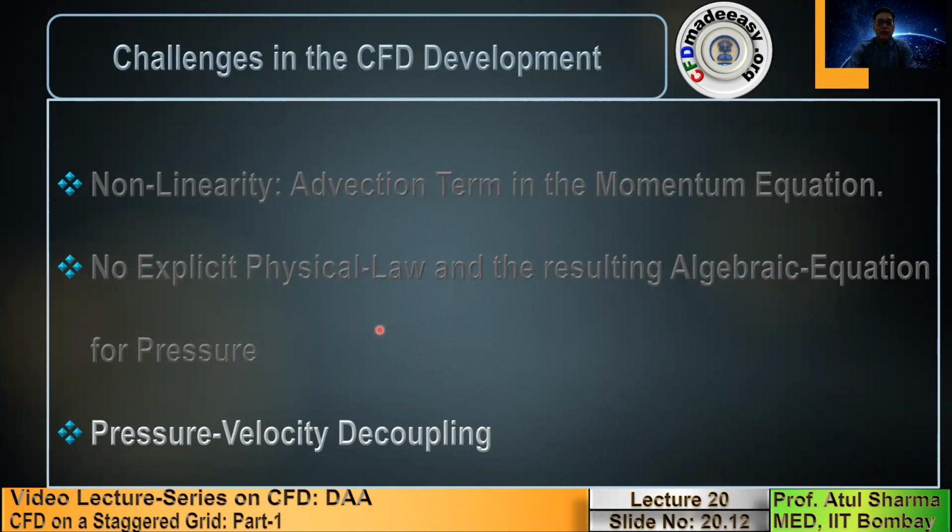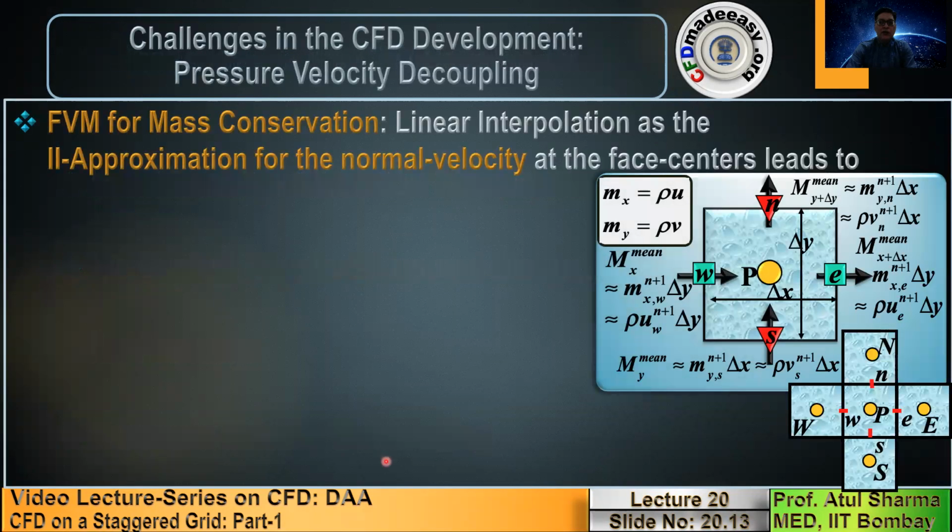So after starting with the challenge on non-linearity, and no explicit physical law and the resulting algebraic equation for pressure, I'll present the last challenge in the early days of CFD, which is called pressure-velocity decoupling. In the previous lecture on the finite physical law and discrete math based finite volume method for computational fluid dynamics and heat transfer, I presented that when you move from computational heat transfer to computational fluid dynamics, you encounter two additional laws. One is mass conservation and the second is momentum conservation.